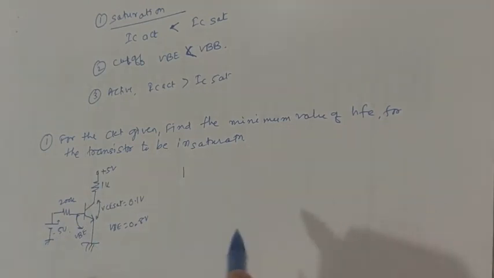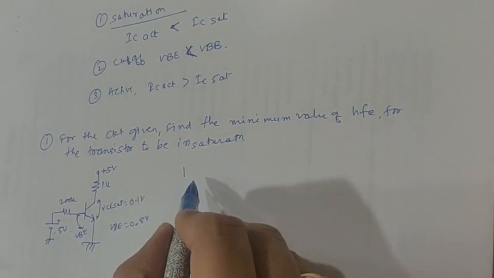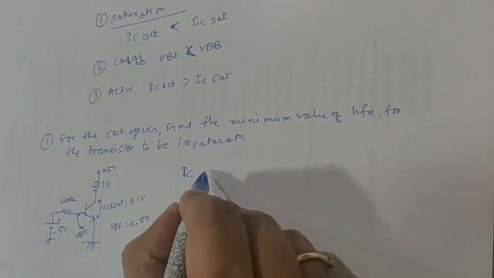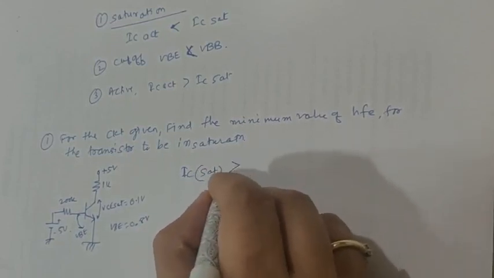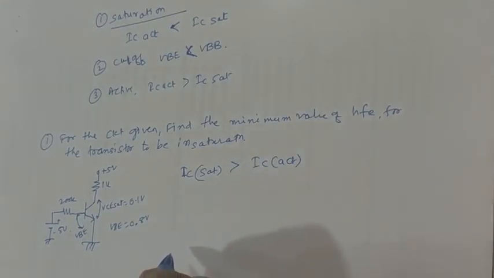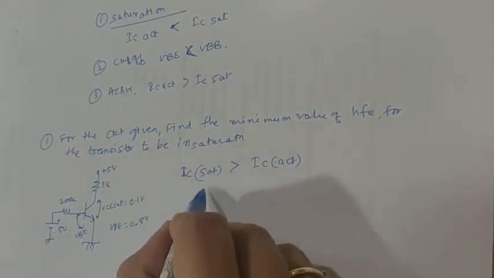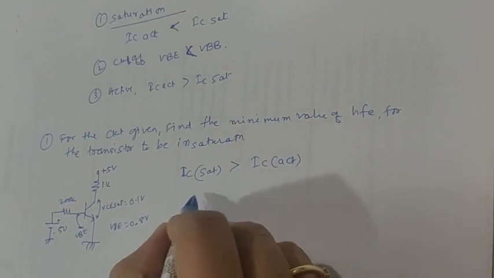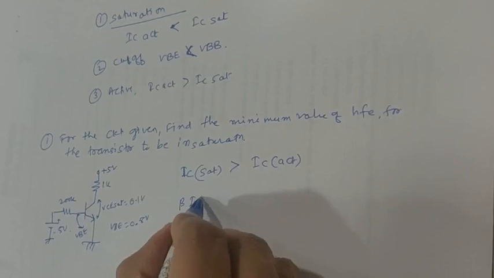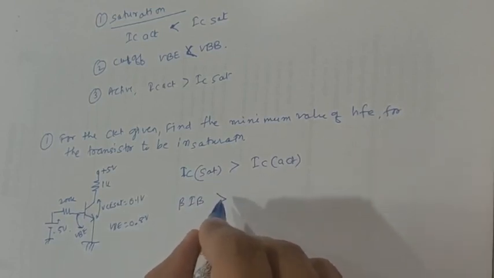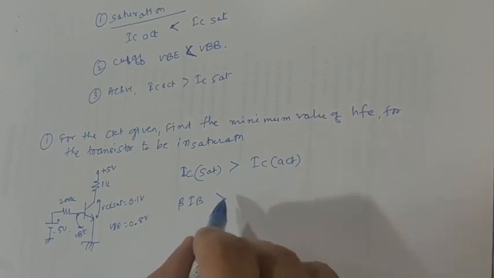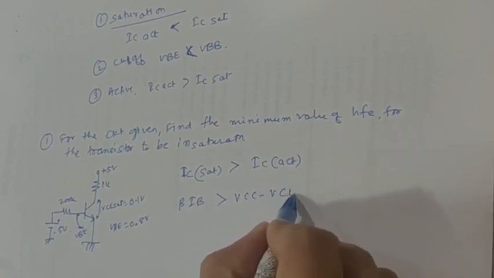So to drive this transistor into saturation region, of course it should satisfy the condition that the IC sat value should be greater than IC actual value. What is the meaning of this? This is the formula that you need to write from the base side. It is beta times IB, it should be greater than, if I apply the KVL to the collector side, VCC minus VCE sat.